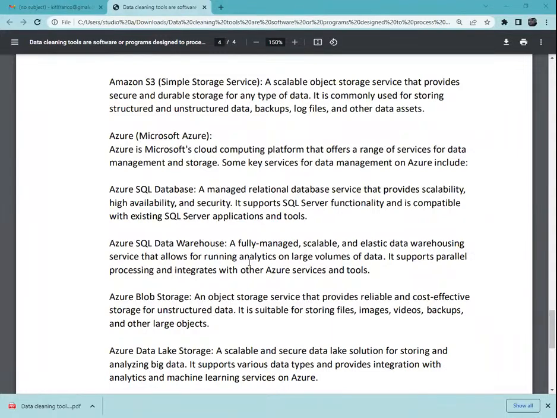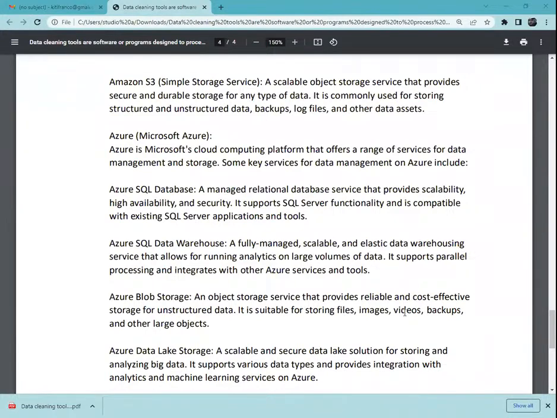A fully managed, scalable, and elastic, you can see the word elastic, data warehouse service that allows for running analytics on large volumes of data. It supports parallel processing and integrates with other Azure services and tools. Then we have the Azure Blob Storage, an object storage service that provides reliable and cost-effective storage for unstructured data. The Blob is for unstructured data. It's suitable for storing files, images, videos, backups, and other large objects. I don't know, maybe this could be the one you're using, and I'm not so sure.